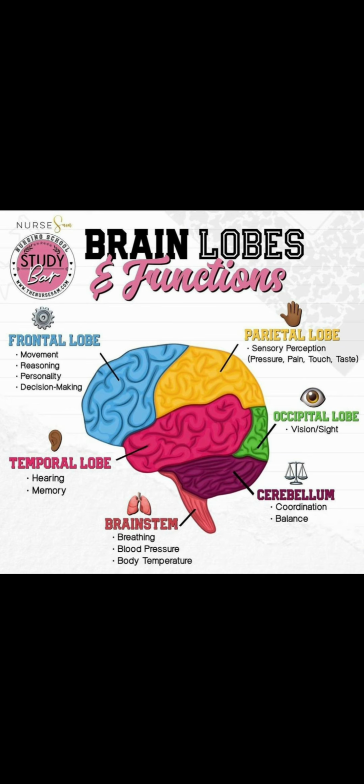There are 4 lobes in the brain: frontal lobe, parietal lobe, occipital lobe and temporal lobe. The frontal lobe is present directly behind the forehead, parietal lobe is present behind the frontal lobe, occipital lobe is present at the back of your skull, and temporal lobe is present behind the ears.